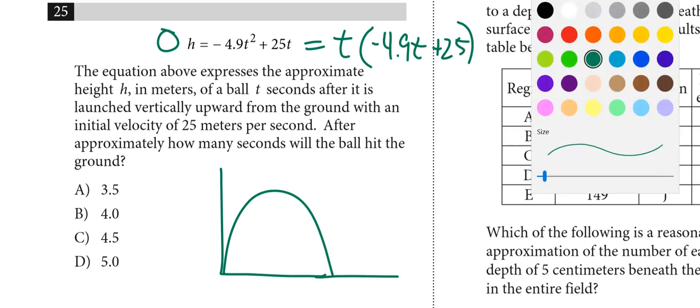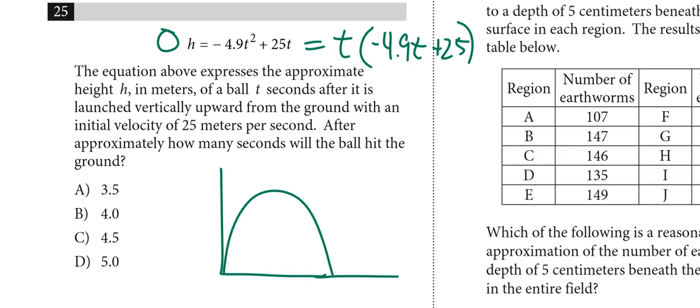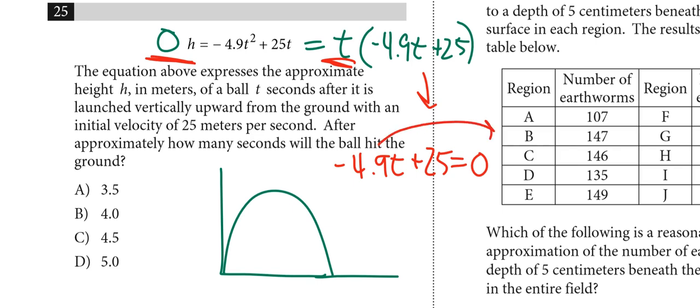Now, if it's factored like it is, then you can set the two factors equal to 0 and solve them. Well, this one's pretty boring. This is the one you're interested in. Negative 4.9t plus 25 equals 0. So if I move that term to the other side, that's 25 equals 4.9t.